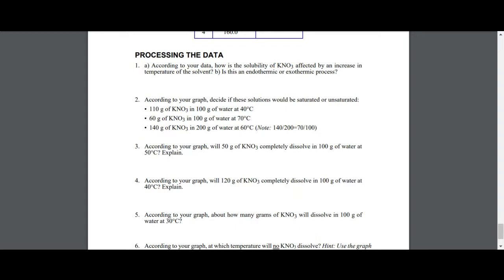Gases are exothermic, exactly. Yes. Solids are endothermic. Yes. Very good question.